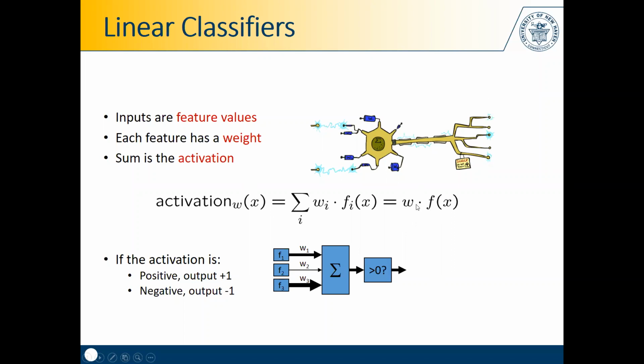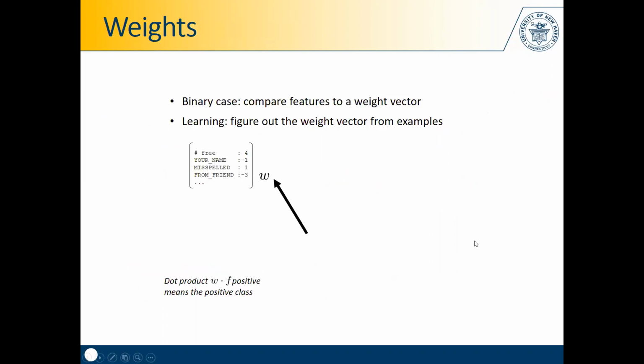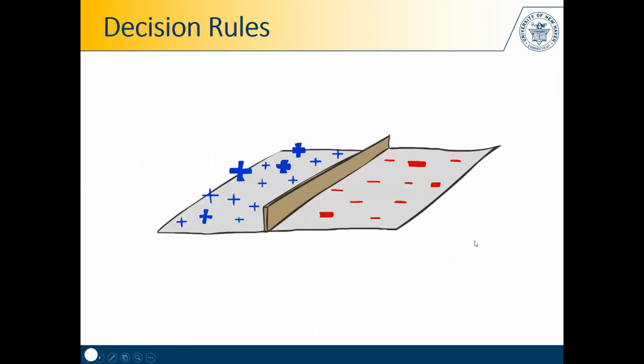We need to find the weights of this perceptron to be able to come up with activation values that make sense, that are able to correctly classify the values for us. Does that make sense? Any questions about that? All right. Let's continue.